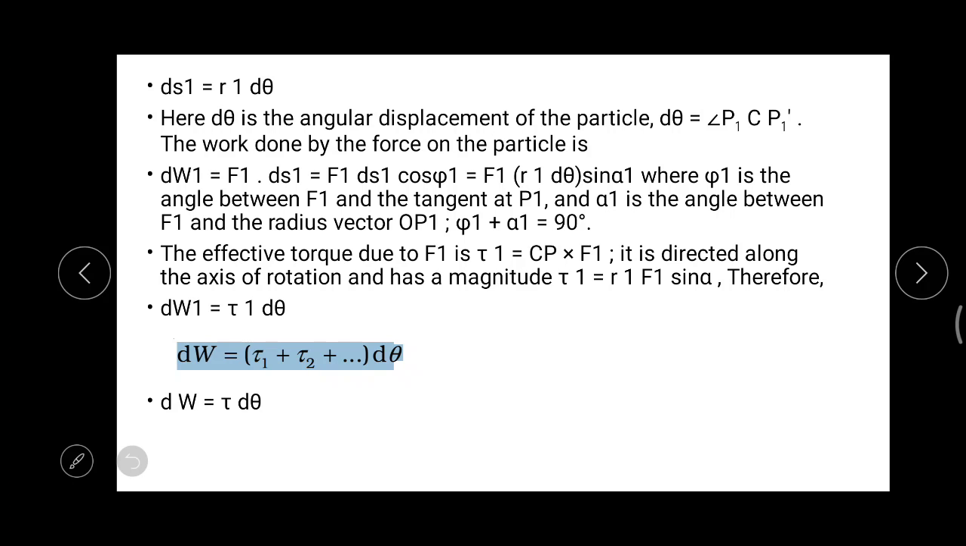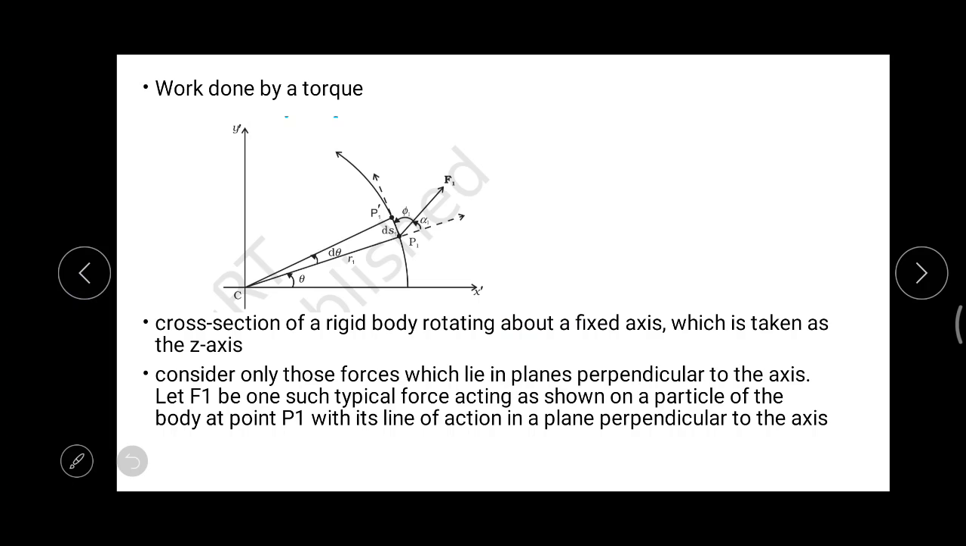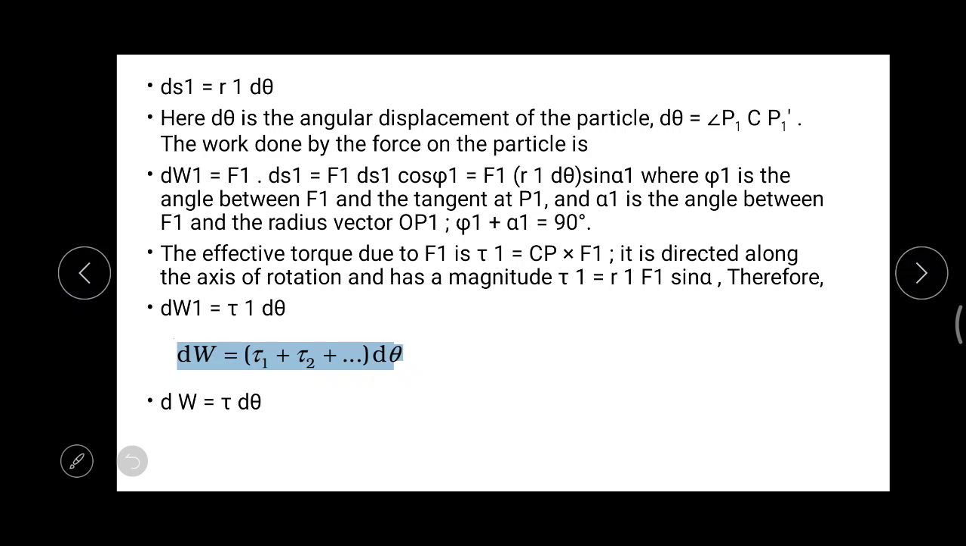Now we have to find out the work done on the particle. If you are considering the linear displacement, if the displacement is very small, this arc will be considered as a straight line. So ds1 is the displacement, and the linear force that you have applied is F1. So the work done in this case will become F1 into ds1, that is F1 dot ds1. It is force dot displacement.